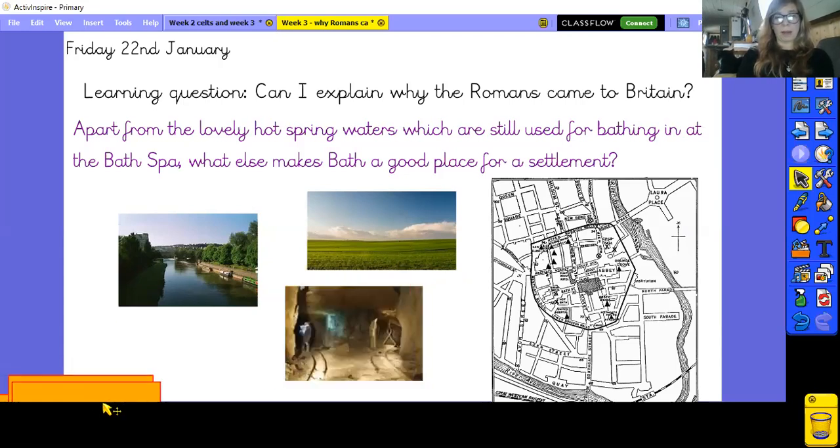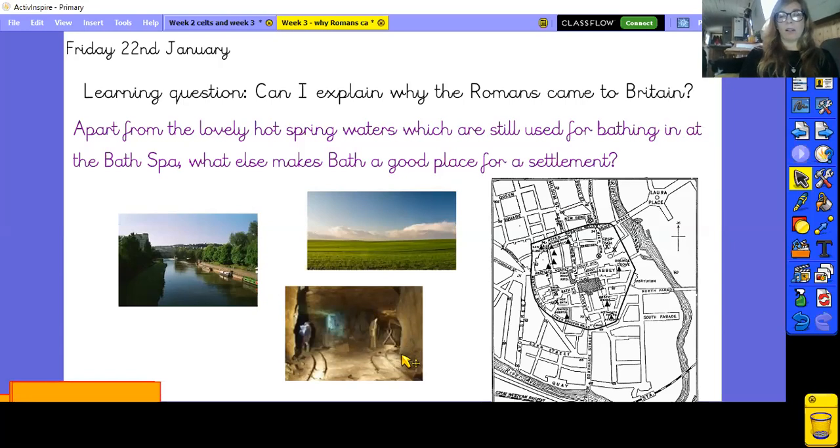And then also, you might not know this, but there were lots of mines in Bath. So that means there's lots of places where they would have dug underground to get something really useful for building their settlements, and that was Bath stone. So the buildings in Bath are built out of this really nice, very pale yellowy stone, and it's called Bath stone. It's this type of limestone.